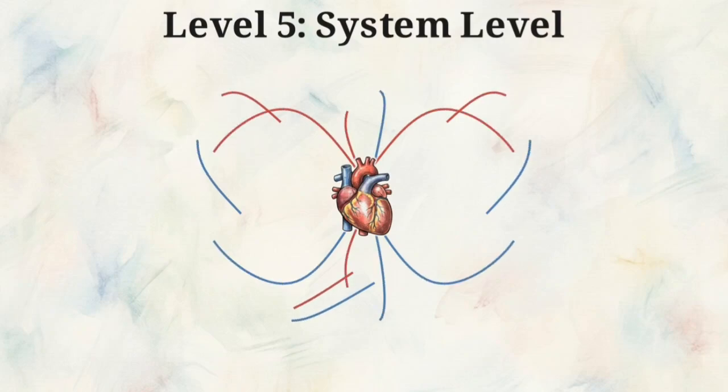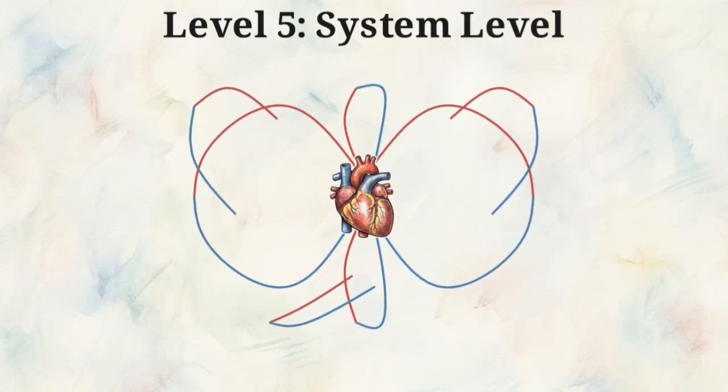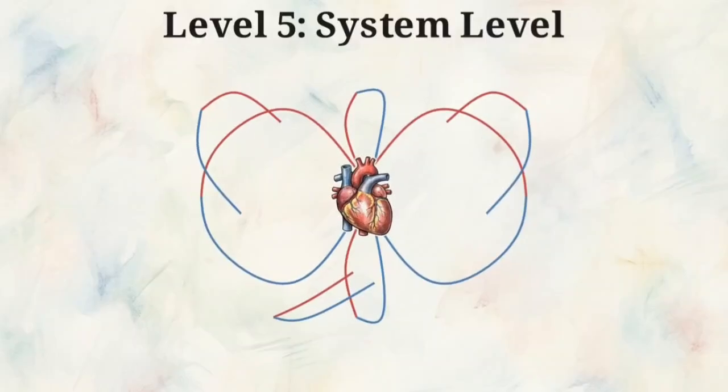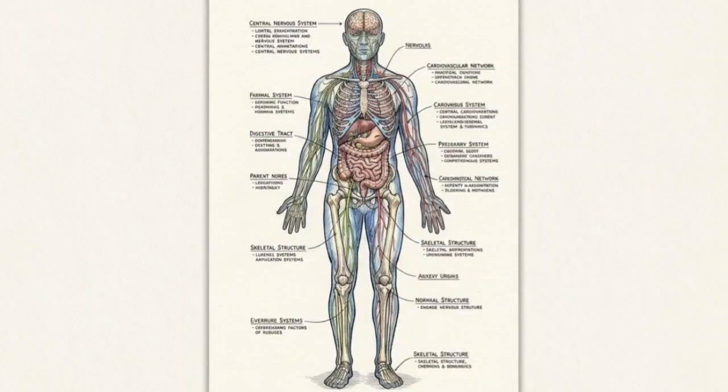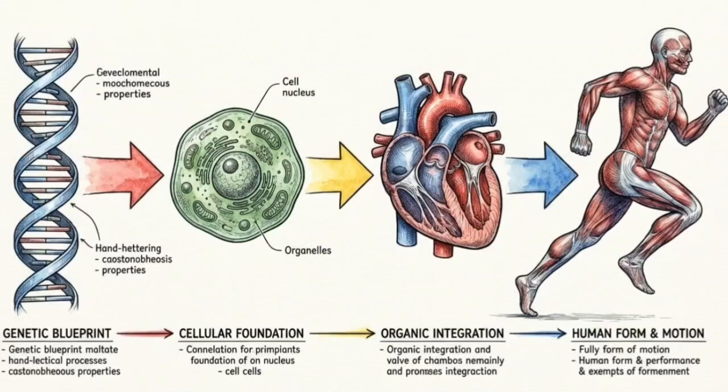Level 5 is the system level, where multiple organs integrate to achieve a common, overarching goal. The cardiovascular, respiratory, and nervous systems are specialized networks that operate with deep interconnected reliance. Finally, level 6 is the organism, the stage where all distinct systems synchronize into a single unit. Structural anatomy tracks how biological complexity scales from a single molecule to a complete human being.